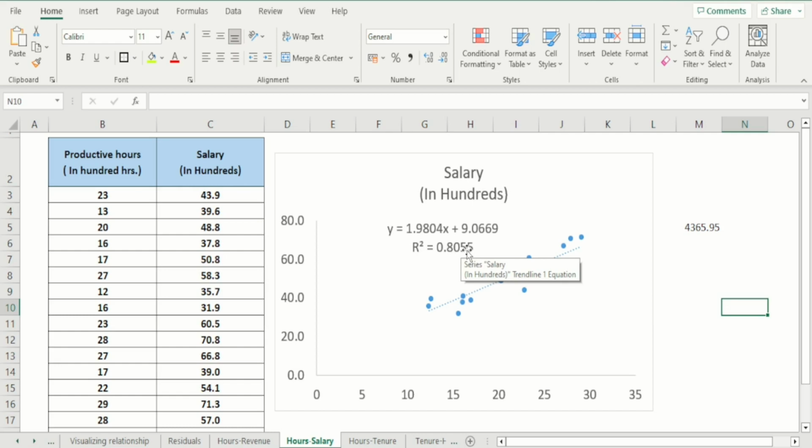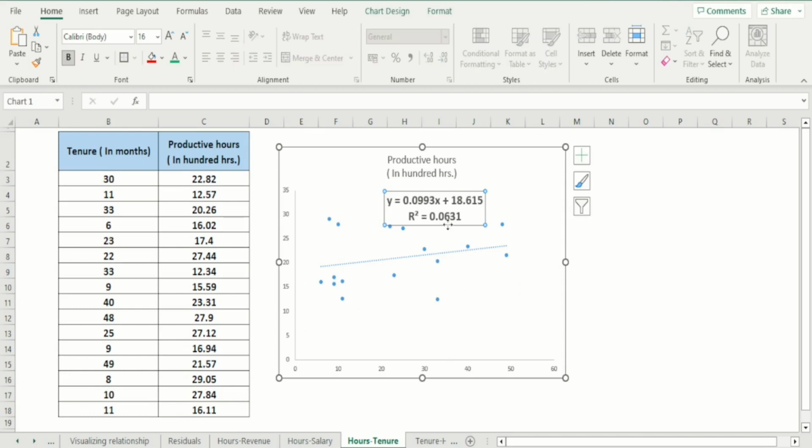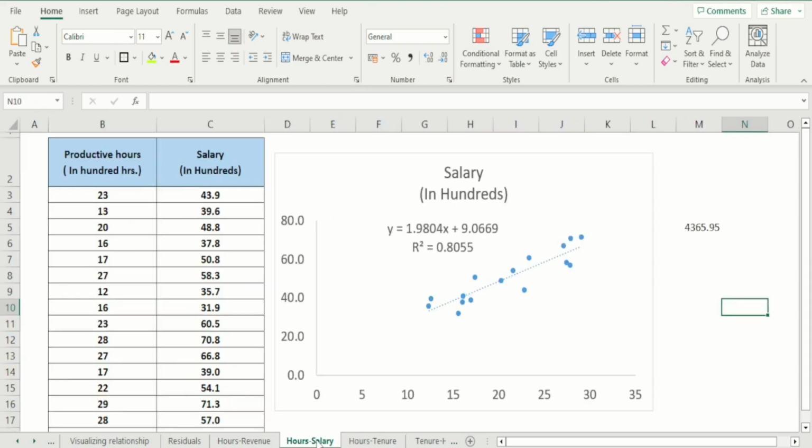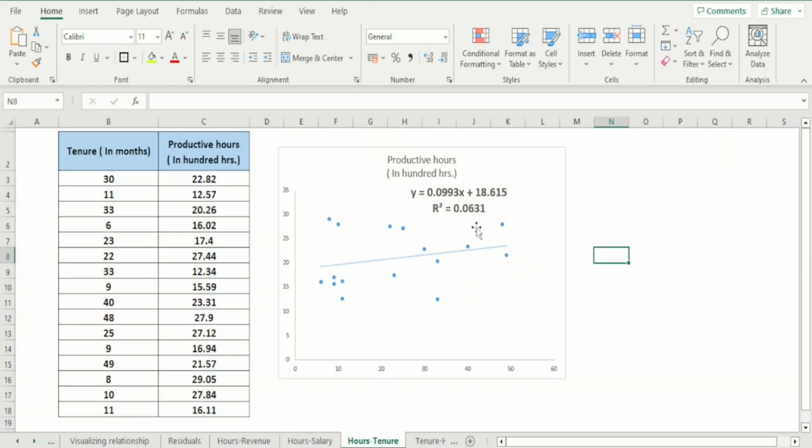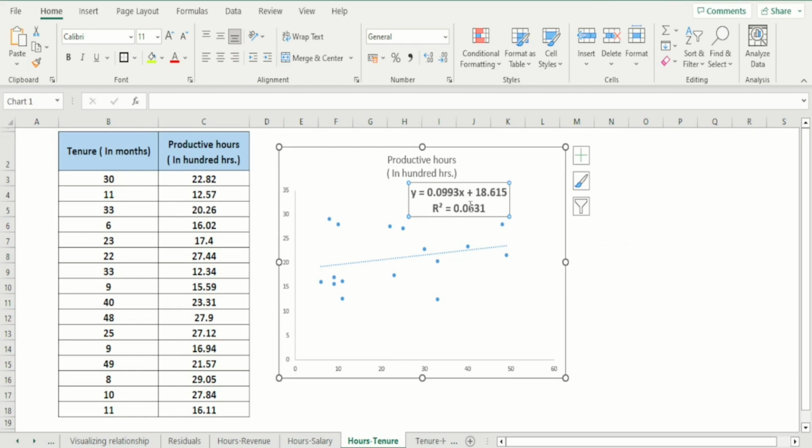Almost 80.55% of change in the dependent variable salary was due to the independent variable productive hours. Here, the data is more broadly spread out. You can see that in this case, the R square value is only 6.3%, right? So 6.3% will not even be a medium or strong relationship. It will be a very weak relationship.